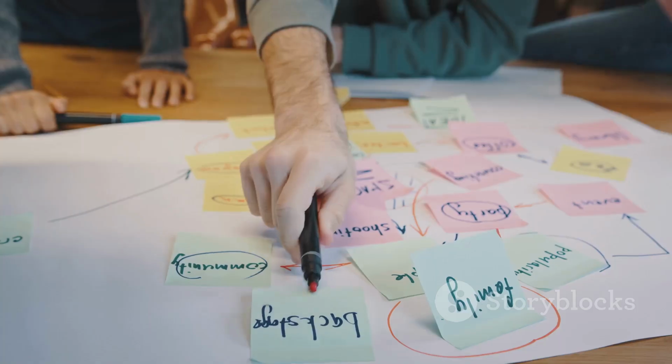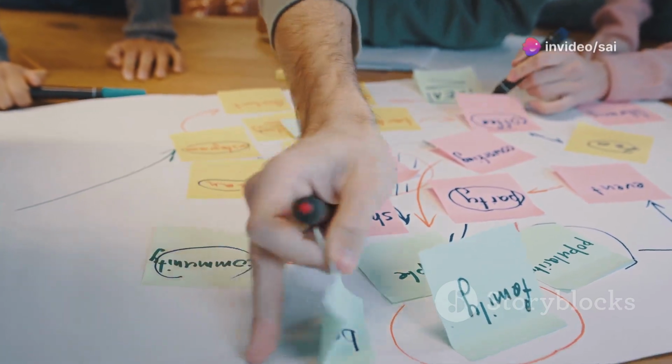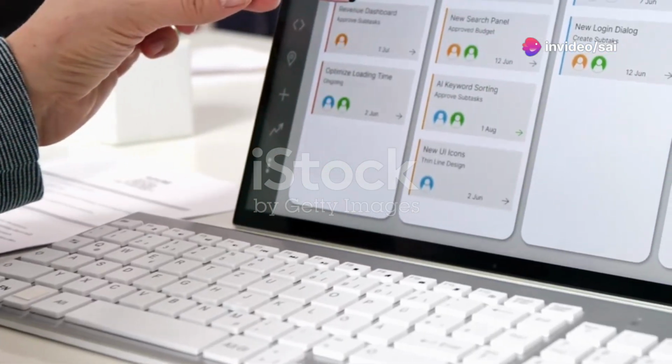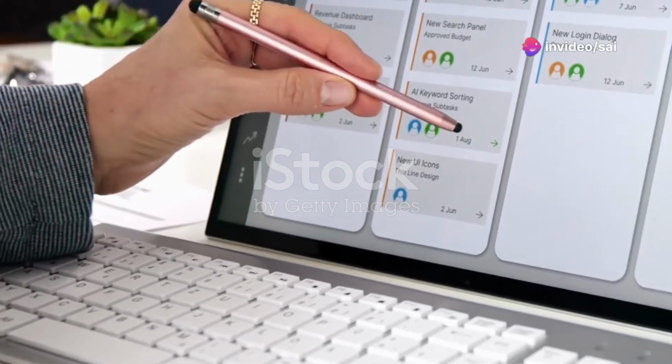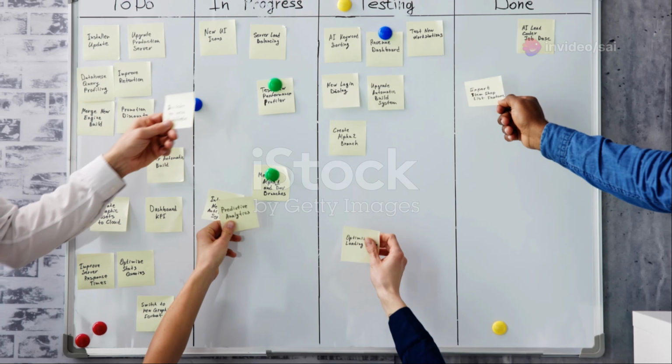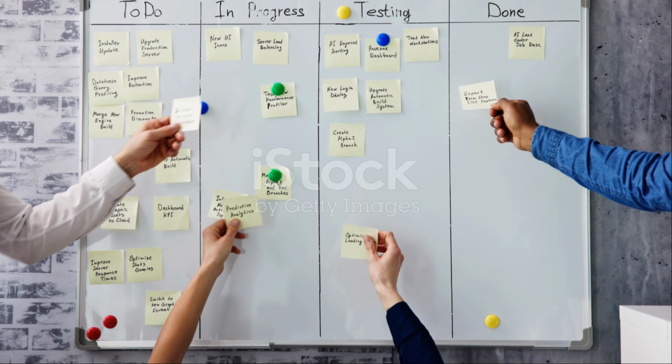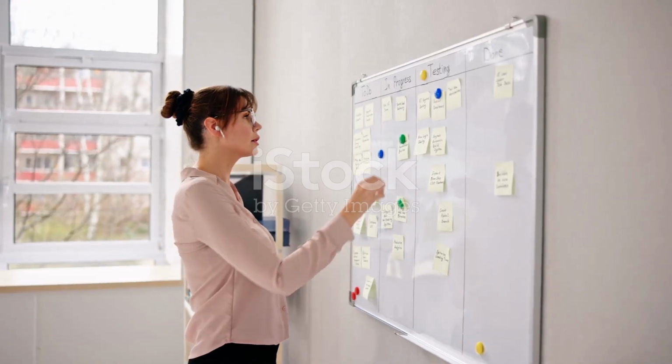Sprint planning is a meeting where the team plans the work for the upcoming sprint. The product owner presents the highest priority items from the product backlog. The development team selects the items they can commit to completing during the sprint. Together, they create the sprint backlog.